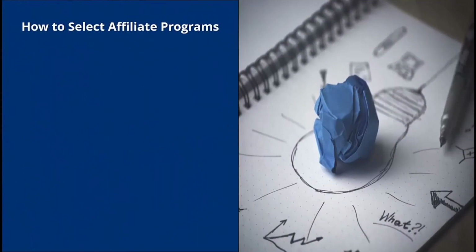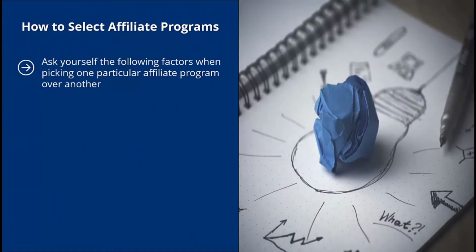How to select affiliate programs. Ask yourself the following factors when picking one particular affiliate program over another. Is the offer directly or closely related to your niche? Look at a program's offers, not necessarily the program itself. There are many programs that actually cater to many different niches. You have to look through their offers to see if there's something that tightly fits your niche.